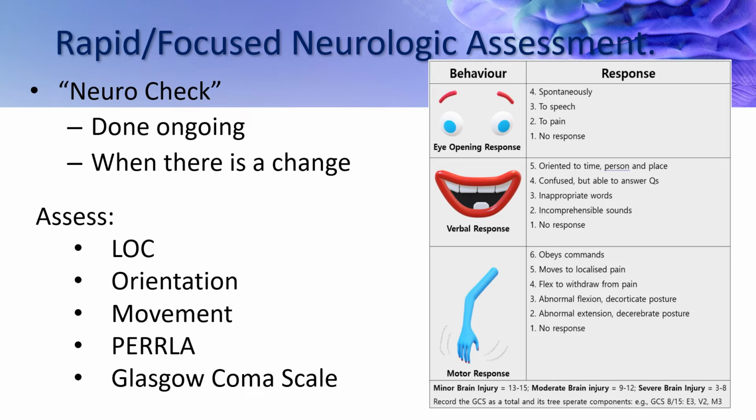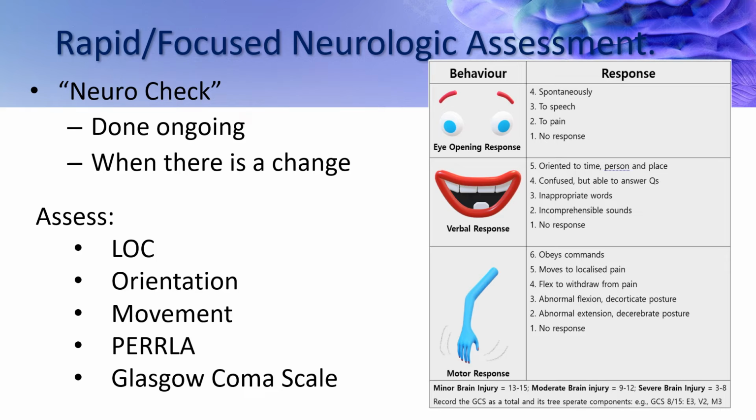When you're doing your neuro check, there's a few things you want to look at. You're going to check their level of consciousness. Are they awake and alert, or have they decreased in their level of consciousness? Assess their orientation. Do they still seem like they know what's going on and where they're at, or are they becoming increasingly confused? Their movement, have there been any changes or declines in their movement? Their pupils, are they still equal, round, and reactive to light?